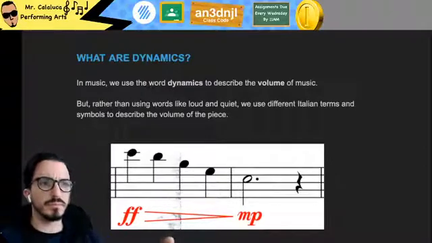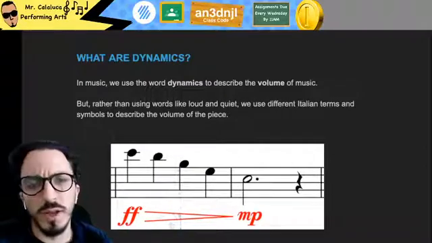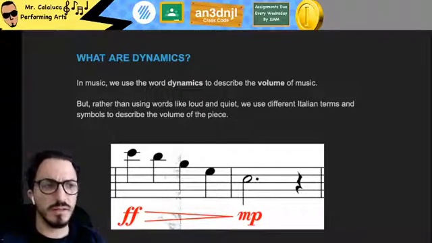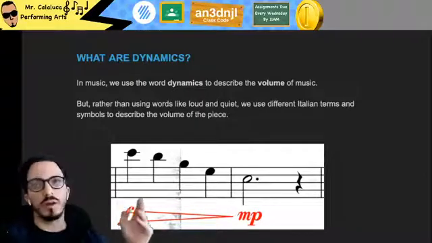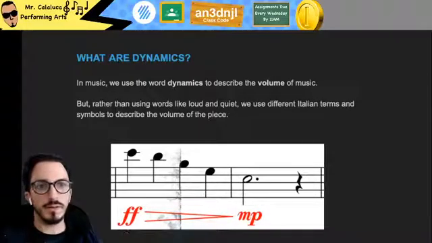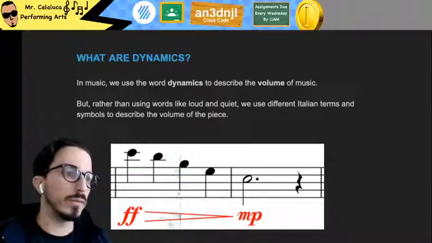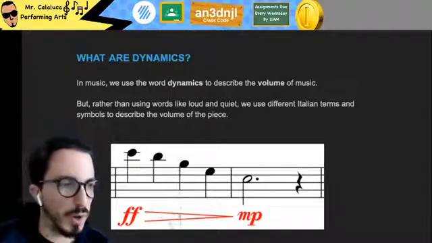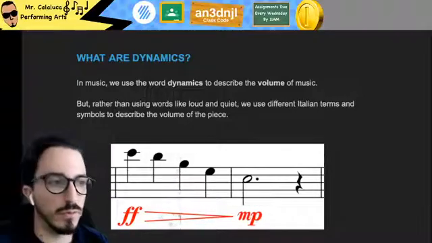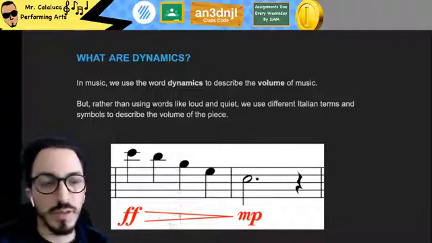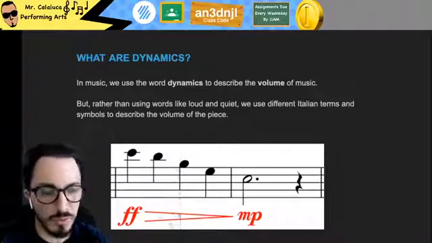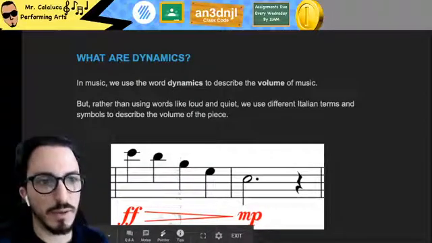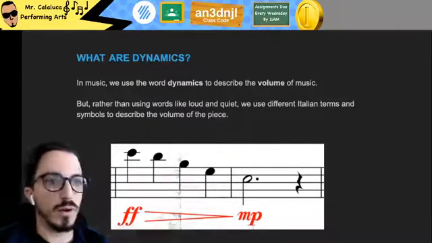But what are dynamics? Well, in music, dynamics describes the volume of a piece. Think about it as how loud something is. But rather than using the words loud and quiet, again, we use Italian words, or symbols in this case, to represent that volume. So here is an example where what's highlighted in red is the dynamic symbols, and we're going to talk about what they mean.